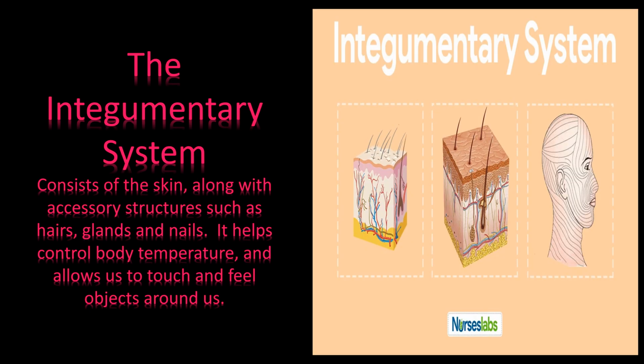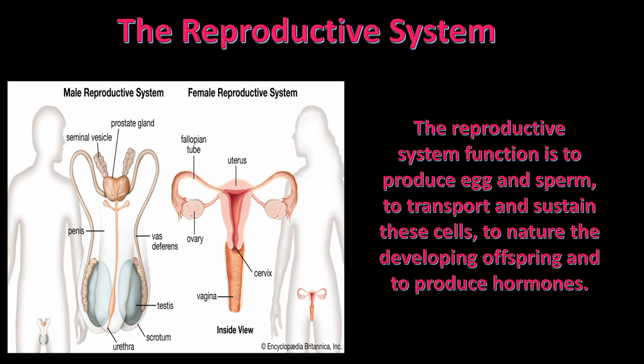The integumentary system consists of the skin along with accessory structures which include hairs, glands, and nerves. It helps control body temperature and allows us to touch and feel objects around us. The reproductive system. The reproductive system's function is to produce egg and sperm, to transport and sustain these cells, to nurture the developing offspring, and to produce hormones.